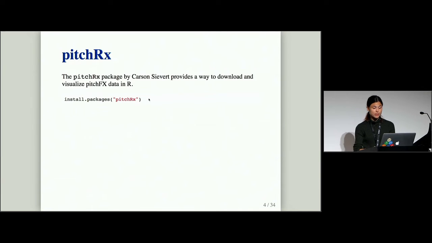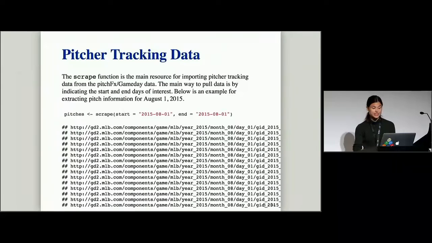So if you already have PitchRx installed and you load it, the first thing you're going to want to do is read some of this pitch data in. The function for doing this is called scrape. The main way that you would specify the data of interest is by specifying the start and end dates. And what will happen is this will pull the PitchFX game data for all games and pitches that happened within that time period. Now you'll notice in the example that I have here, I've only extracted one day. That's because the data is quite rich.